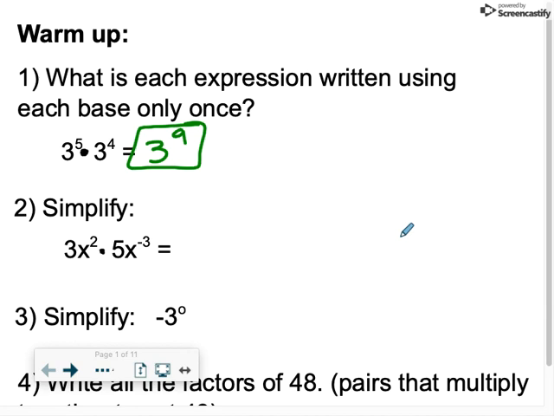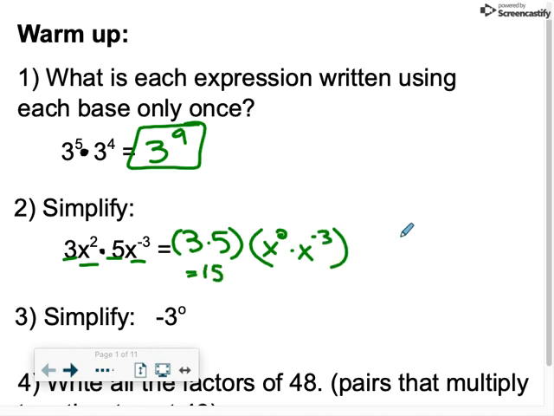Looking down here, we are going to first start with our coefficients. This is 3 times 5. Then we'll deal with our x values. We have x squared times x to the negative third. Well, 3 times 5 is 15. X squared times x to the negative third is x to the negative first. We never leave a negative exponent there. So we really have 15 over x.